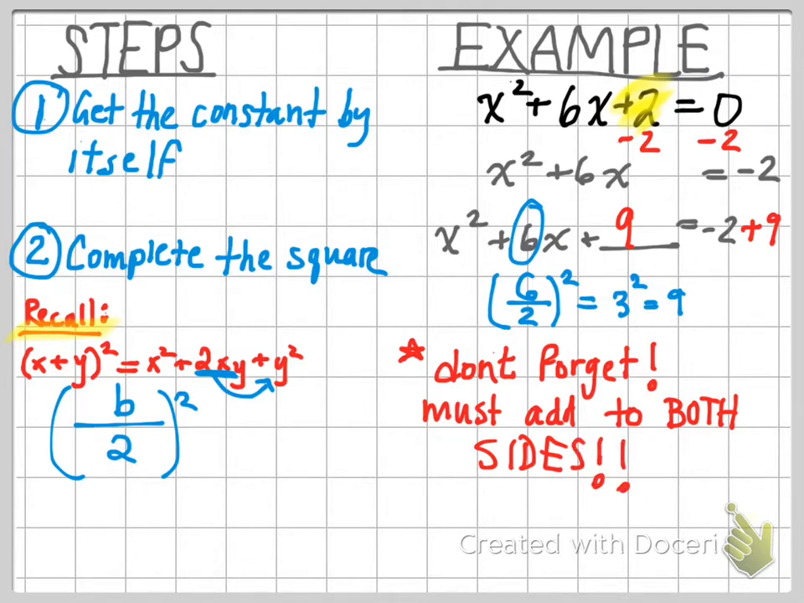Okay. So now we can combine the like terms on the right-hand side. That leaves us with a new equation which looks like x squared plus 6x plus 9 is equal to negative 2 plus 9, which is 7. Okay, so I'm going to continue to work on this problem on the next page.